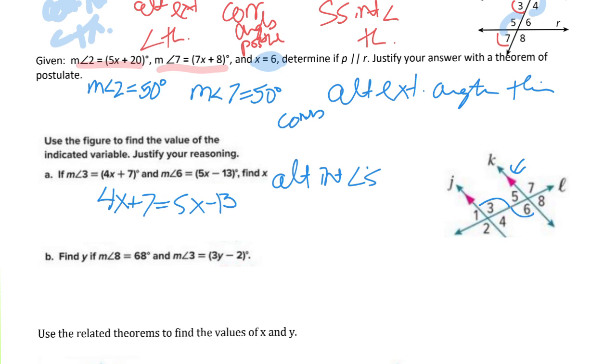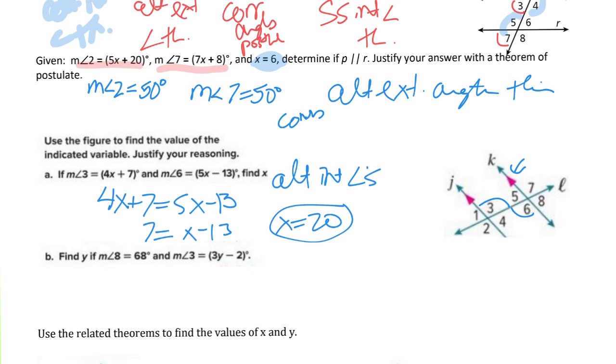Okay, here we go. So if you subtract 4x from both sides, you're going to get 7 is equal to x minus 13. Add 13 to both sides, you're going to get x equals 20. And that's all they want. We could go back and say, oh, then that means the angle is going to be 87 degrees. And you could plug in x equals 20 into both expressions and make sure that they actually are congruent.